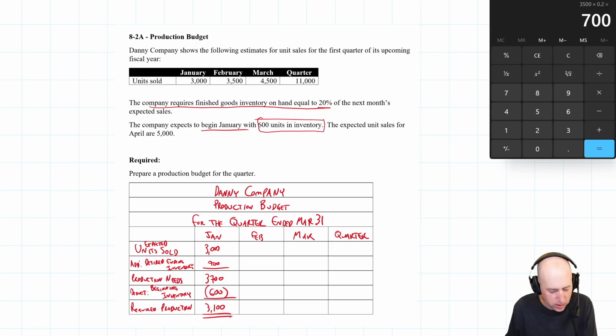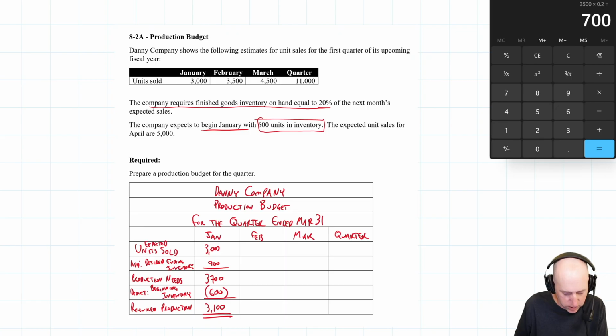Our required production here, though, 3,100. Now you'll notice no dollar signs on here. These are all units, right? This is units I'm planning to produce. Okay, so I'm planning to produce 3,100 units in January.